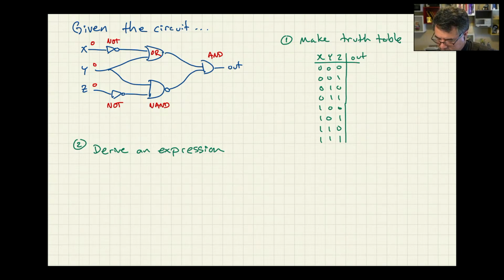If you have all zeros, then the X goes through the NOT and becomes a 1. Same thing with the Z. That switches from a 0 to a 1. The Y remains zeros.